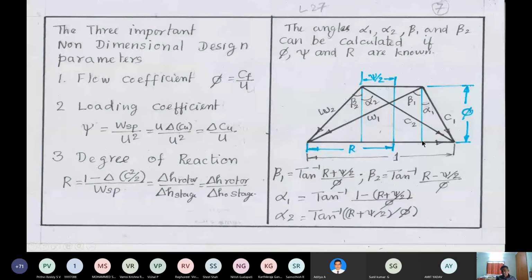There's something wrong in this. Tan alpha 2 should be this distance. That is 1 minus R plus psi by 2. Okay, some error is there. It is not so. Tan alpha 2 is here. So I will check, there is something wrong there.